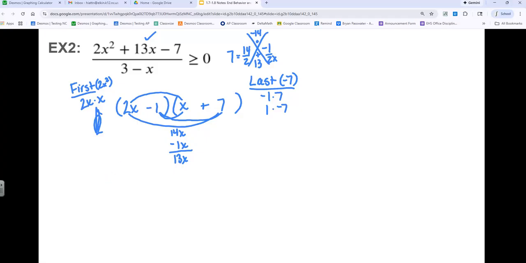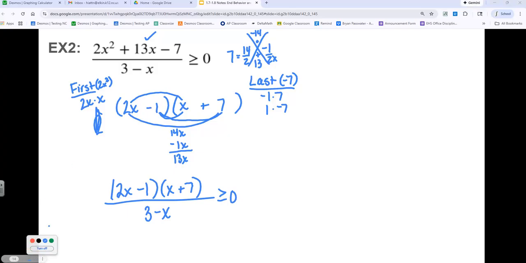I'm going to rewrite this without all the stuff around it. So I've got (2x minus 1)(x plus 7) over (3 minus x), and that has to be greater than or equal to 0. So now that I have this factored, I want to think about the zeros that go with this.